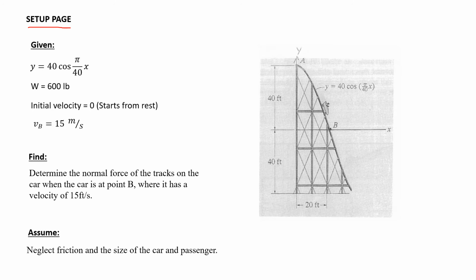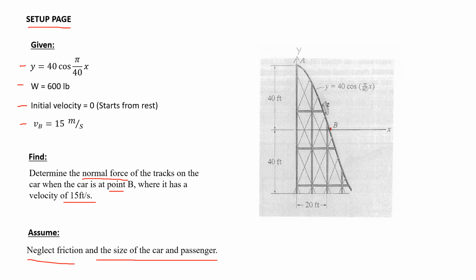On our setup page, we see we have this expression for y is equal to 40 times the cosine of pi over 40 x. We have our weight given to us as 600 pounds. Initial velocity is 0 because it starts from rest. And our velocity at B is 15 feet per second. They want us to determine the normal force of the tracks on the car when we're at point B over here, where it has a velocity that's known as 15 feet per second. We're making the assumption that there's no friction and we're neglecting the size of the car and passenger.